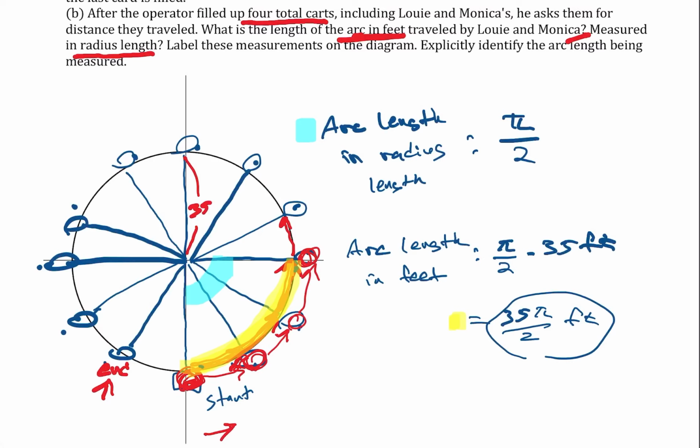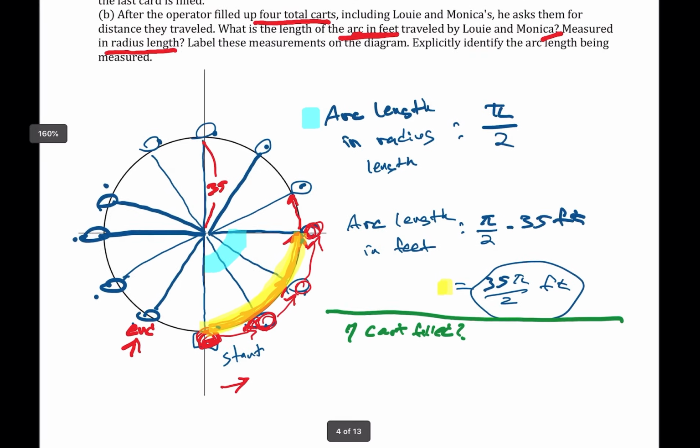And if you want to try more, you can also try what happens after 7 cars filled. You can try this on your own. What's included, Monica and Louis, after 7 cars filled? What's the total distance they traveled?